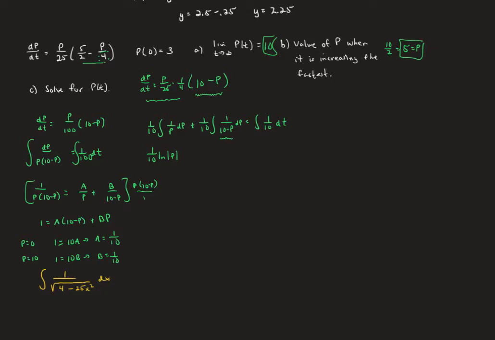U is 10 minus p, but then remember dp is going to be a negative 1. So we're going to get an extra negative out of this one, and the natural log of 10 minus p, and that's going to be 1/10 t plus, there's where we're going to put our constant of integration. So the trick here that we want to do, because we want to change the order of this subtraction, is we can multiply through by a negative 10.